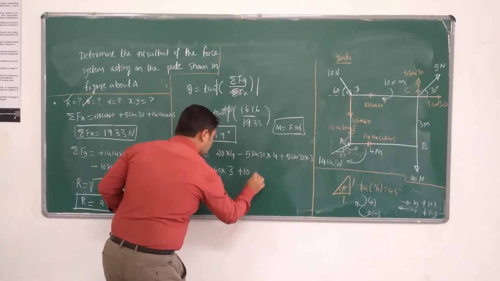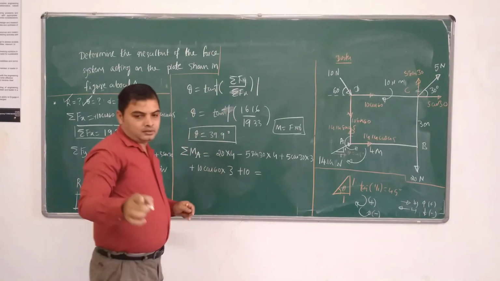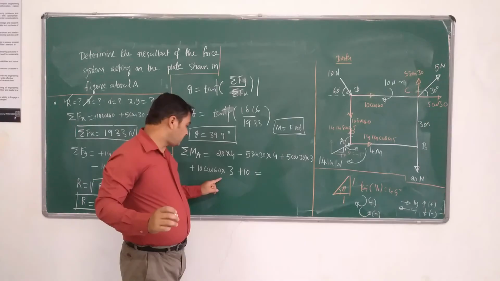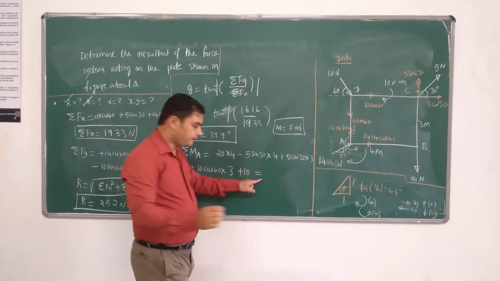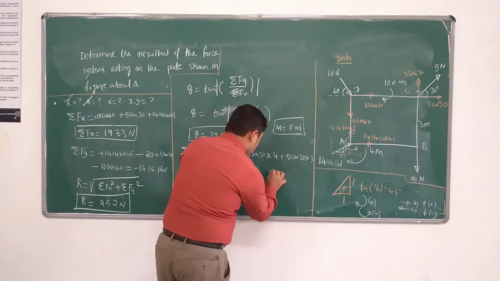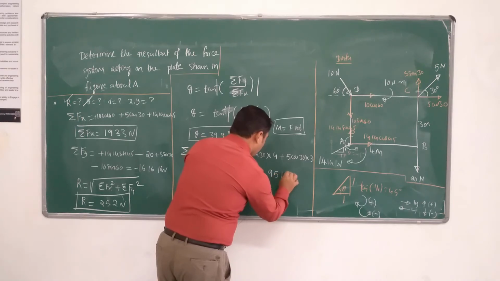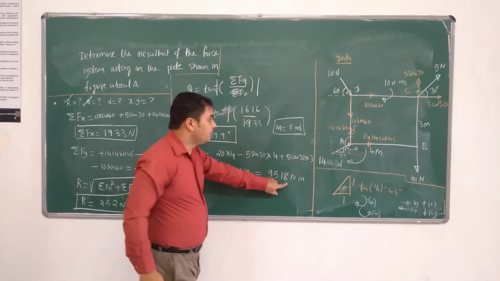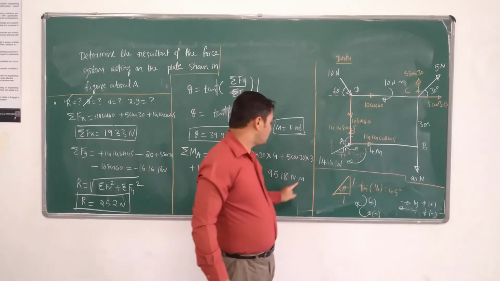So the net moment works out to be: the summation of moments about A is 95.18 Newton meter. The unit is Newton meter because all the forces are in terms of Newton and distance is in terms of meter.